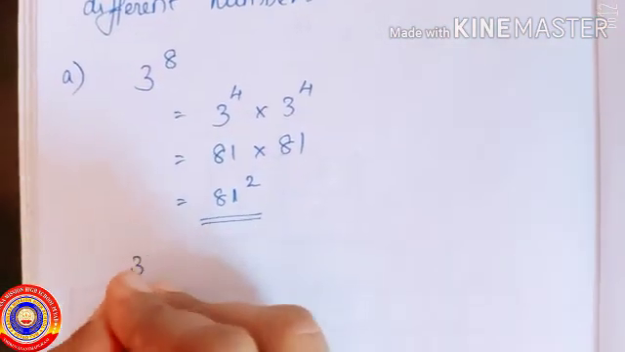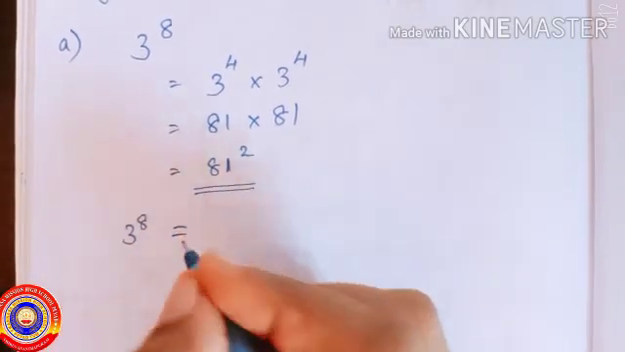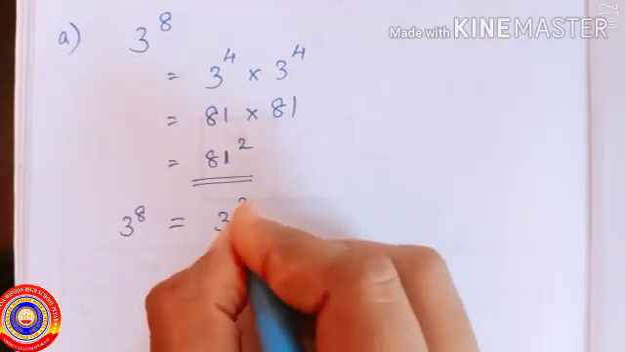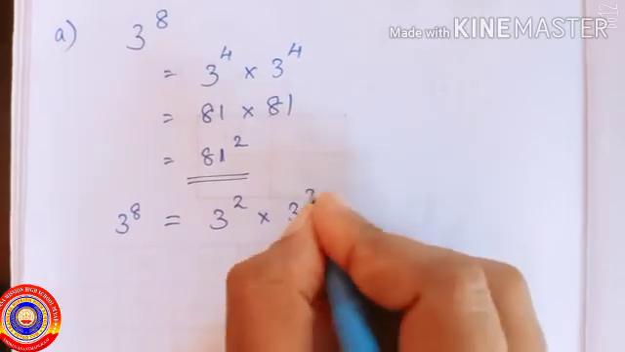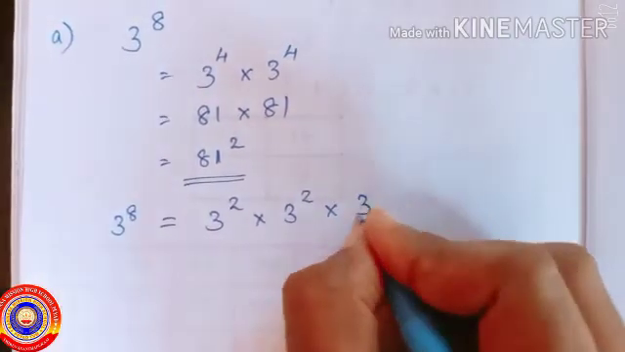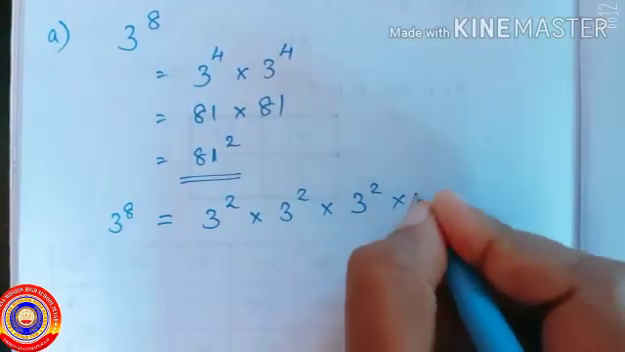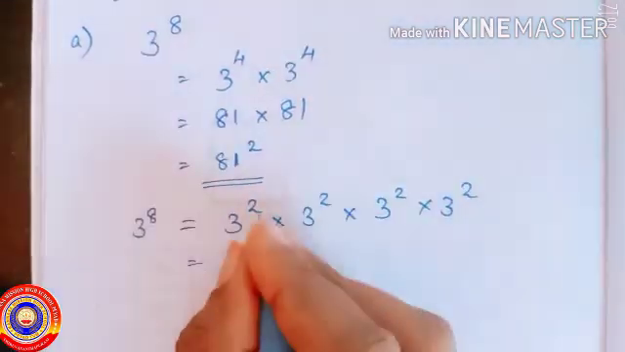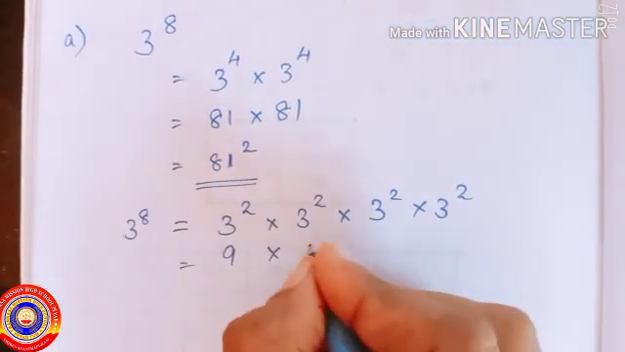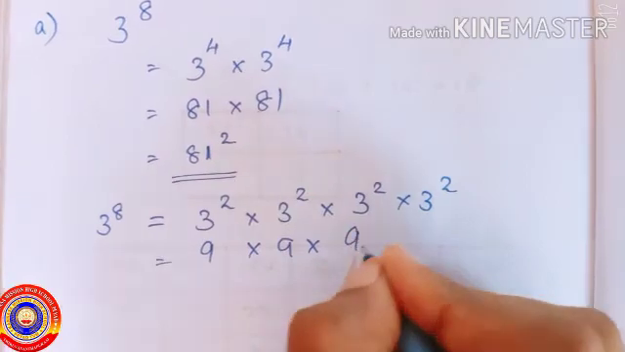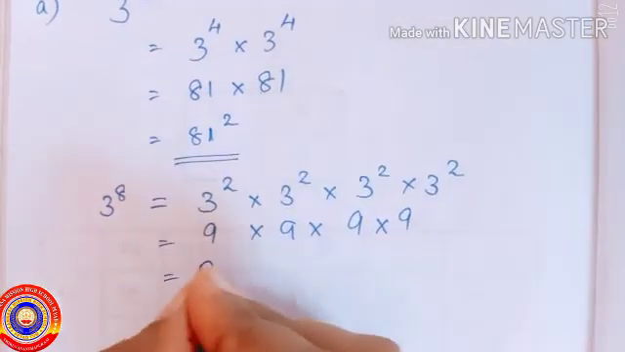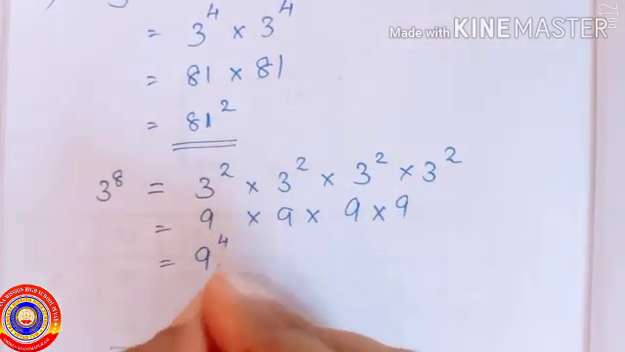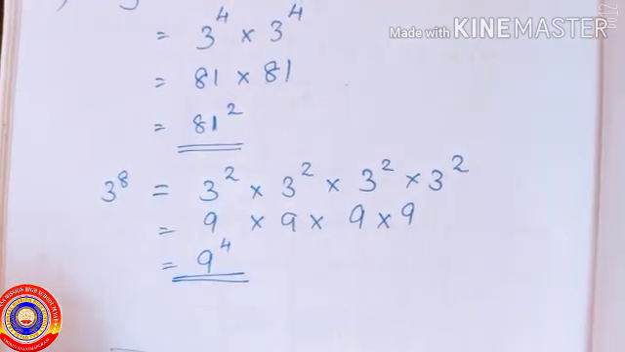Again we can split 3 raised to 8 as 3 raised to 2 into 3 raised to 2 into 3 raised to 2 into 3 raised to 2. So 3 raised to 2 is 9. So 9 into 9 into 9 into 9. Here there are 4 9s, that is 9 raised to 4.